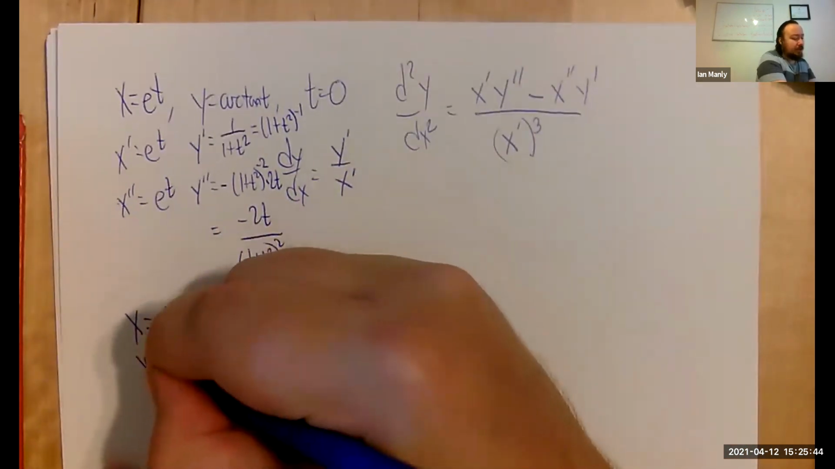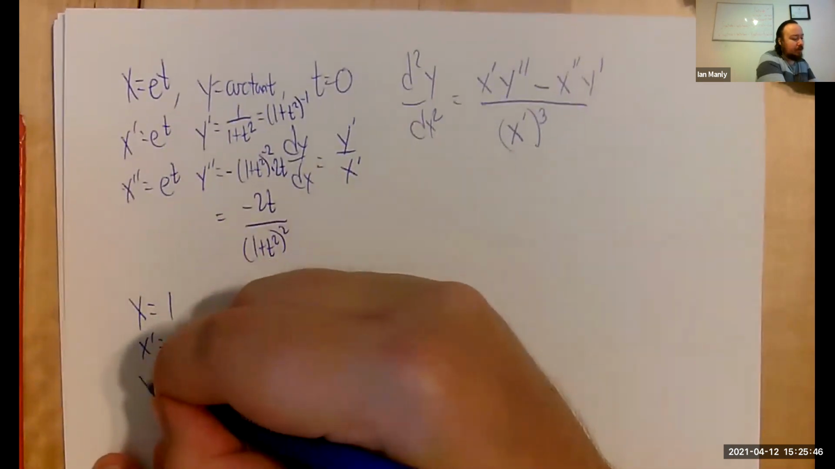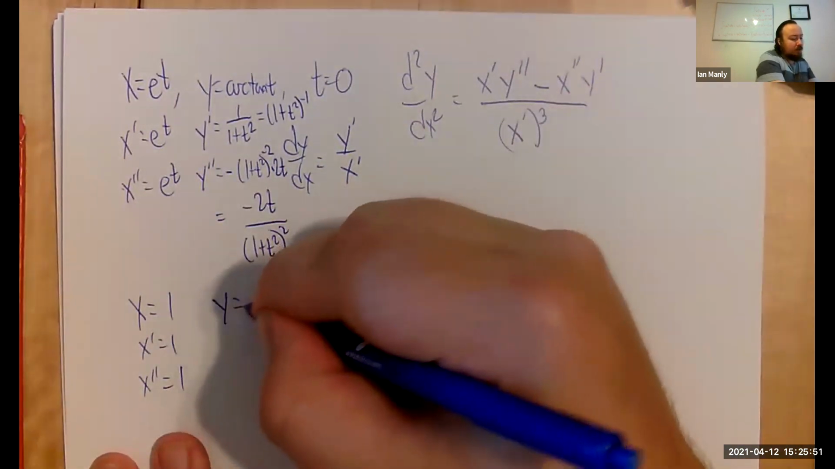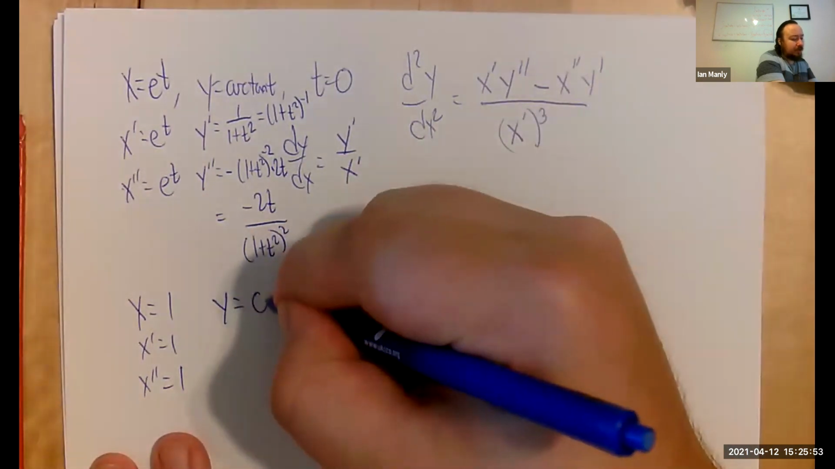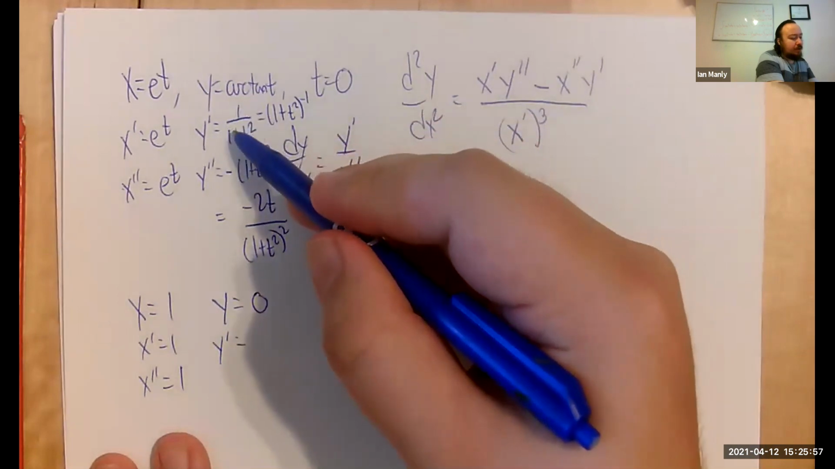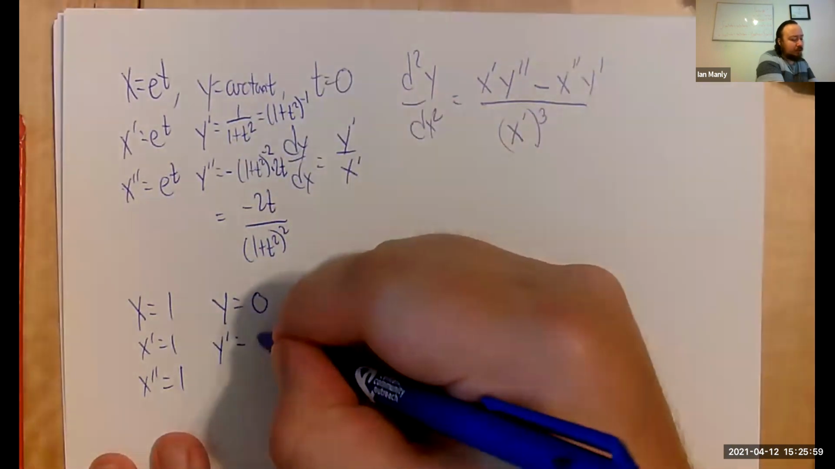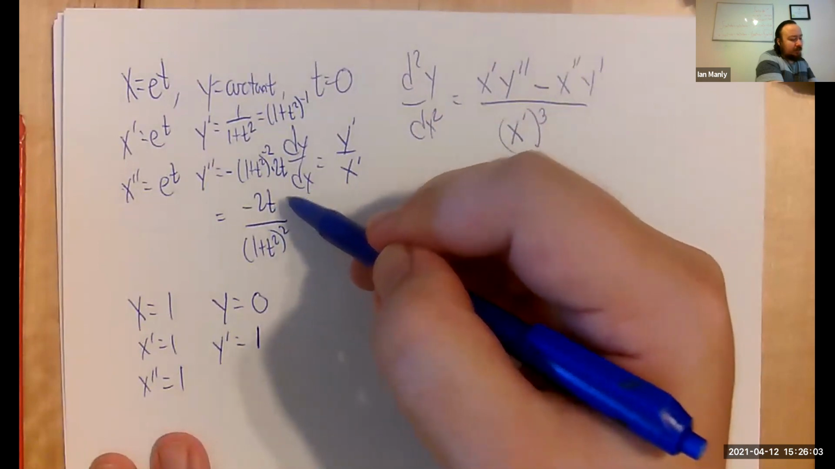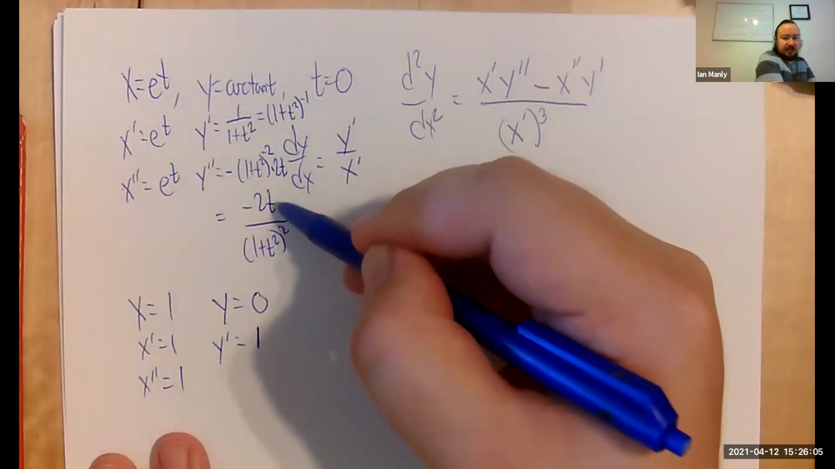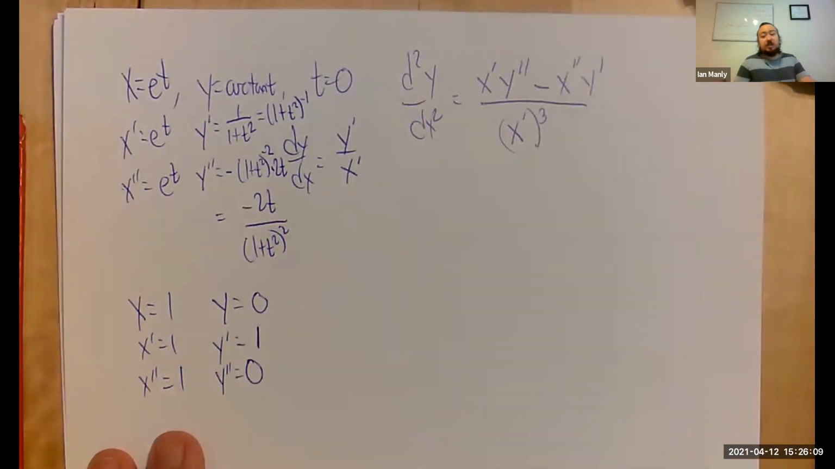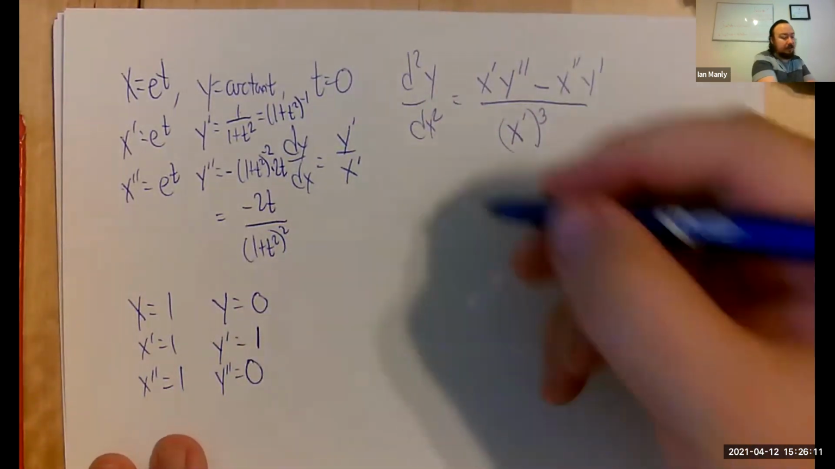All right, and then now let's plug in t equals 0 for all these. So x will be 1, x prime will be 1, x double prime will be 1. Y will be arctan of 0, which is 0. Y prime will be 1 over 1 plus 0, which is 1. And then this last one will be 0, because we have a t up here. All right, so at least the numbers are going to be easy to plug in.